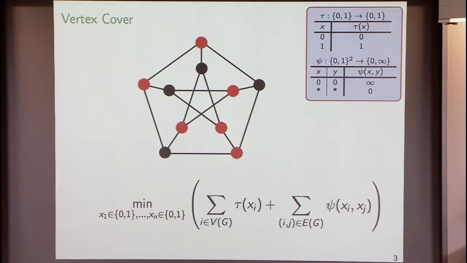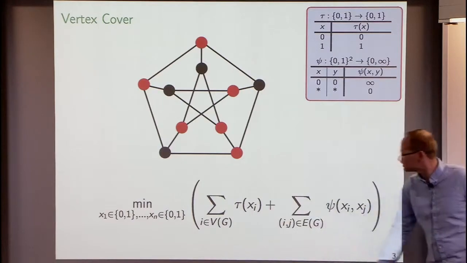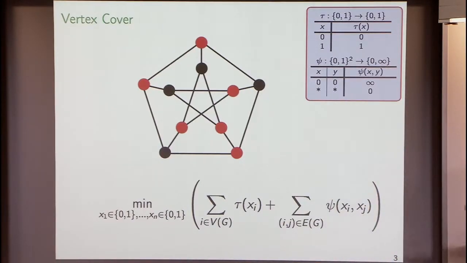The objective function here has a unary function sitting on all vertices of the graph that counts the size of the cover. If a variable or vertex gets label 1, then it's counted, so that's the 1. The second part of the objective function makes sure that it's indeed a cover, so it's not allowed to have 0, 0 sitting on an edge. Again, we know quite a lot about this problem. But one particular feature I want to emphasize here is the fact that if you write the natural linear program relaxation for this problem, it's not going to be tight.